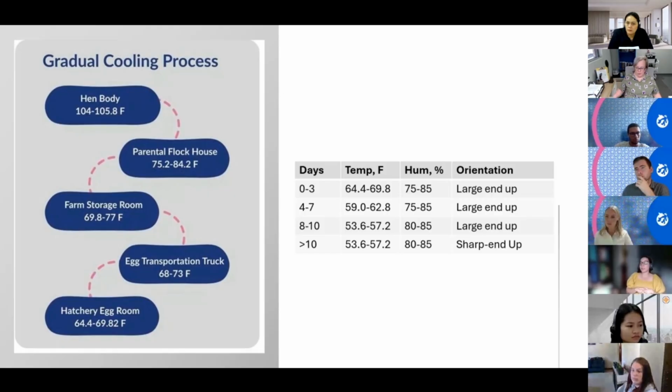It is highly recommended to have a storage time window between 3 and 7 days. Those give the best hatchability that you will get out of those eggs. If it is beyond that date, we're not stopping the development of the egg.